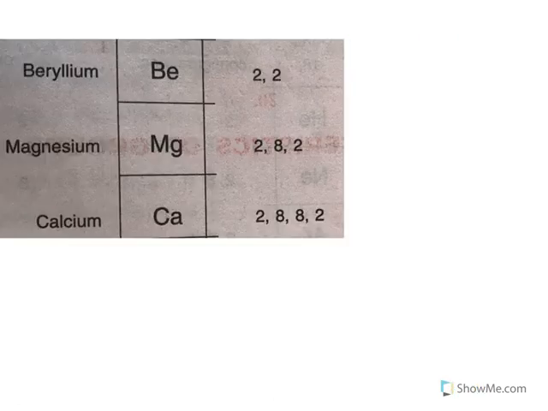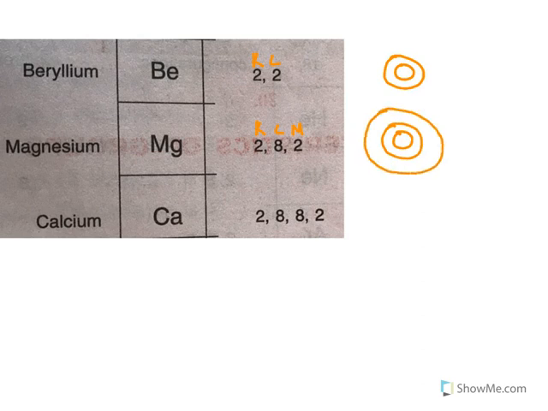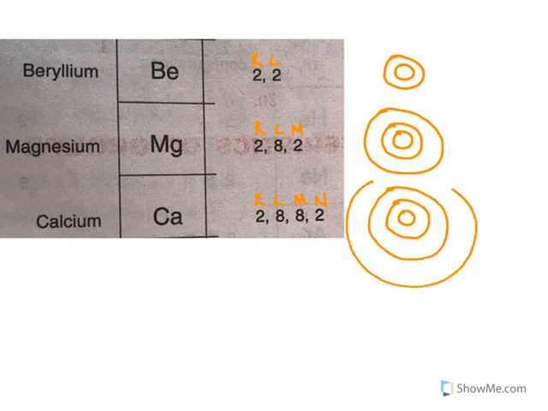Here again for the second group, beryllium, two shells, K and L. So here would be K and then there would be L. Then next we go to magnesium. It has got three shells, K, L, M. So you have K, L, and then M. And then we go to calcium, K, L, M, and N. Four shells, K, L, M, and N.